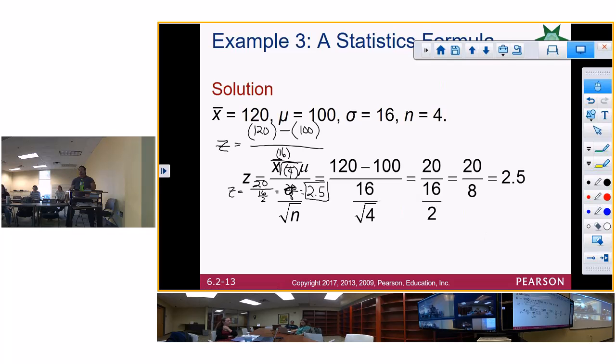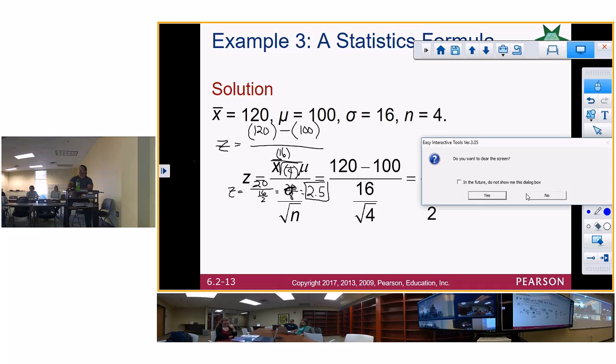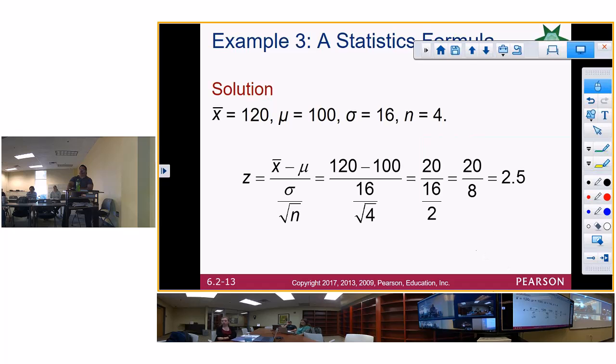All right. You're not paying attention. 2.5. Amen. We got it right. So let me erase my junk so you can see. There it is. Everybody should have that. And again, this is not very difficult math. And the next one.